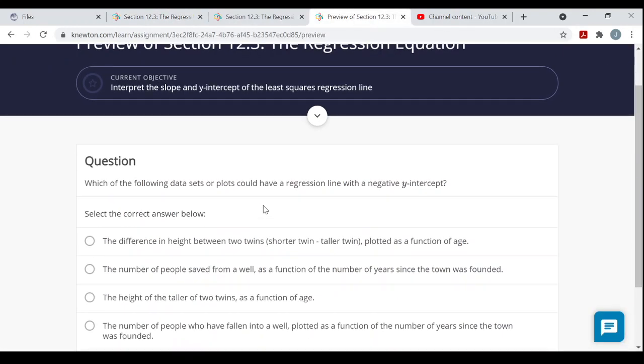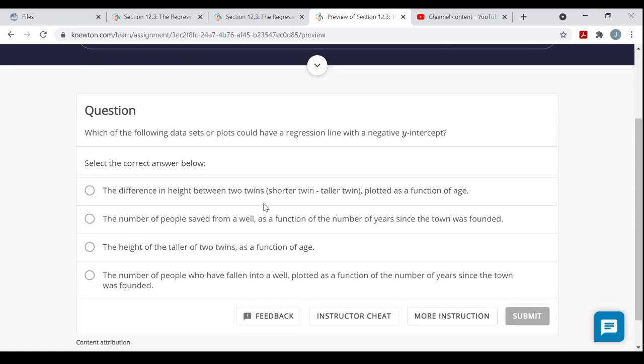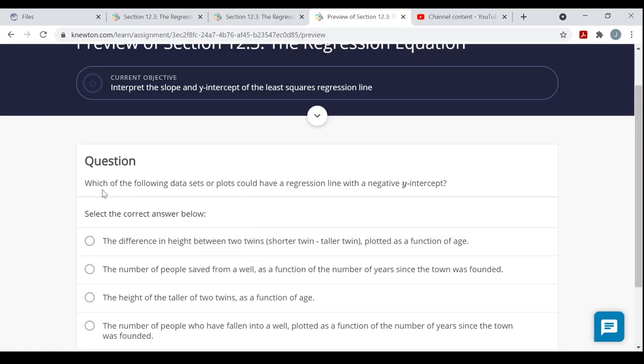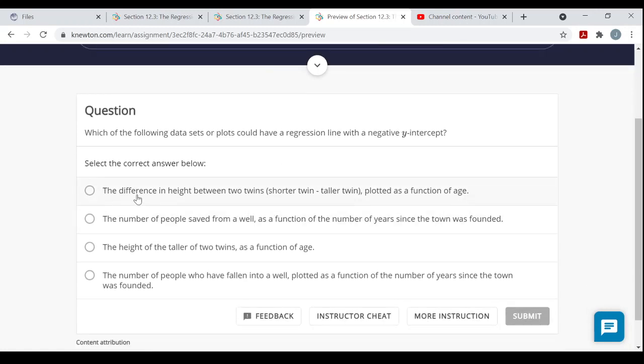All right, now this one is just a simple multiple choice deal. Which of the following data sets or plots could have a regression line with a negative y-intercept? Meaning that when the value of x is 0, the y-intercept on the line is negative. The difference in height between two twins, shorter twin minus taller twin, plotted as a function of age.